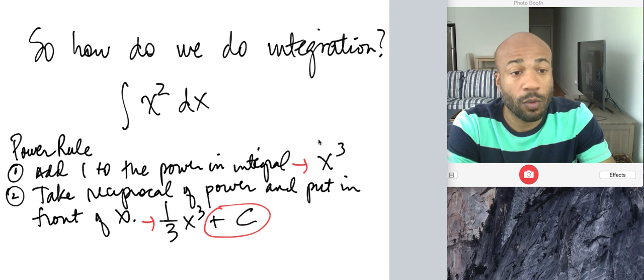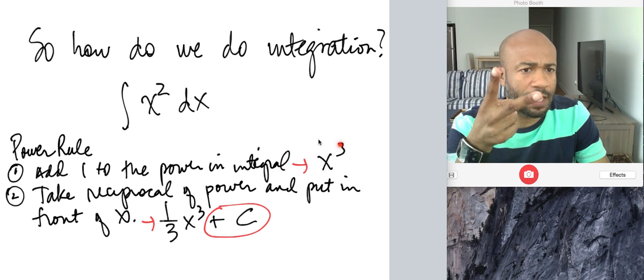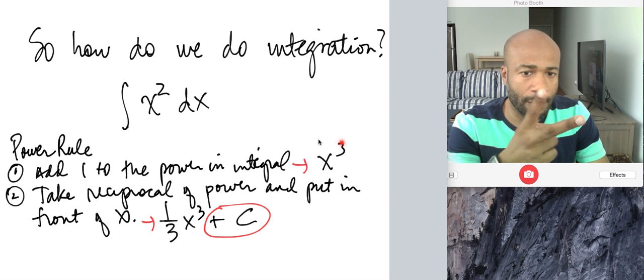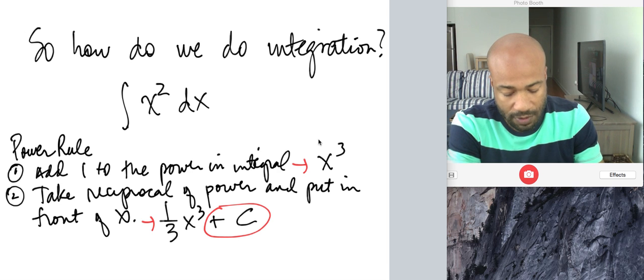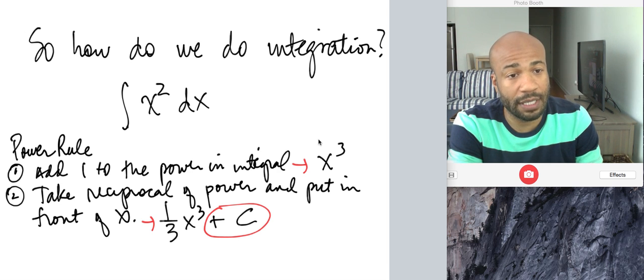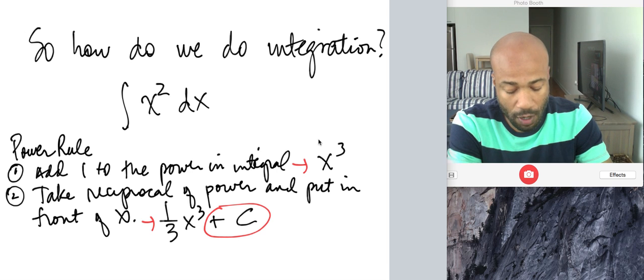So x squared, right? So I take that number 2 and add 1. So it becomes x to the third. So I know that the number 3 is 3 over 1. So if I take the reciprocal and just flip it so that I have 1/3, I'm going to take that number and put it in front of x. So now the integration of the power rule is 1/3 x cubed, because 3 over 1, the reciprocal of that is 1/3. 1/3 x to the third plus c.